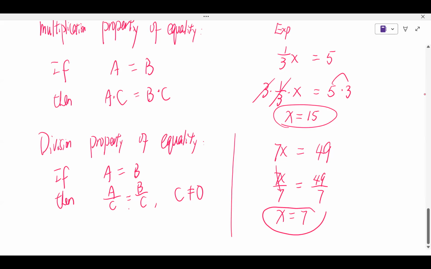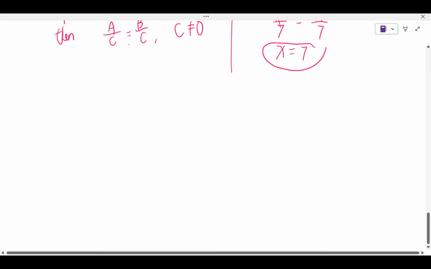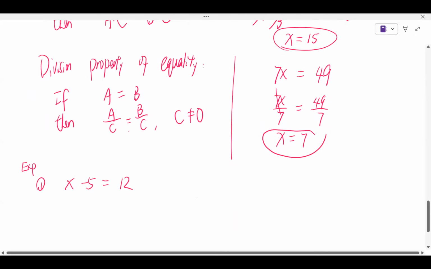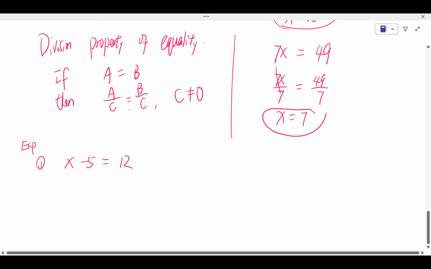Now let's take a look at some of the questions here. Let's say we have an equation down here: x minus 5 equals 12. Wait, Professor, could you scroll up just a little bit? Sure, yeah. Right there. Okay, thank you. Sure, definitely. Now for this particular problem, in order to isolate x, you need to add 5 on both sides of the equation.